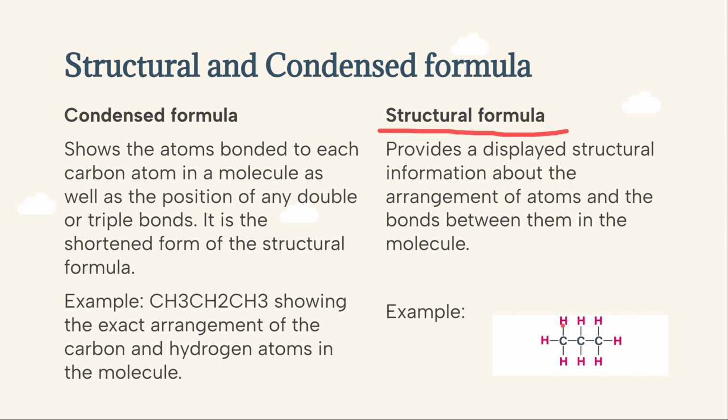Looking at it here, CH3 is the first one, so we make the carbon the main focus. It's CH3, carbon bonded to 3 hydrogens. Then we have another carbon bonded to 2 hydrogens, and another carbon bonded to 3 hydrogens. So this would be the structural and condensed formula of propane.